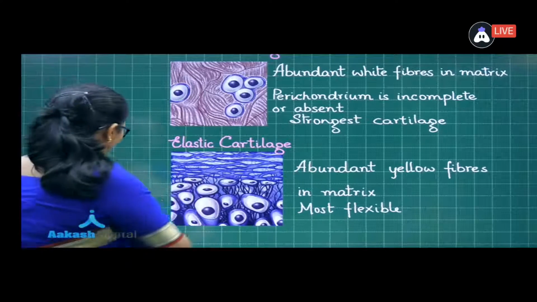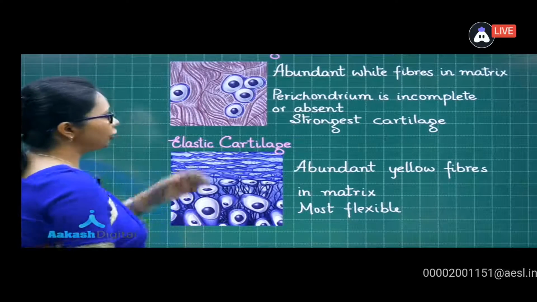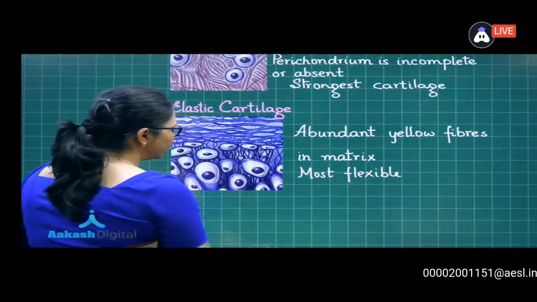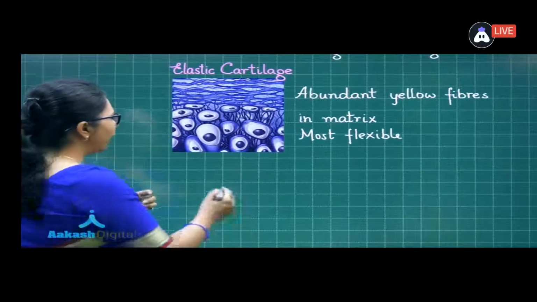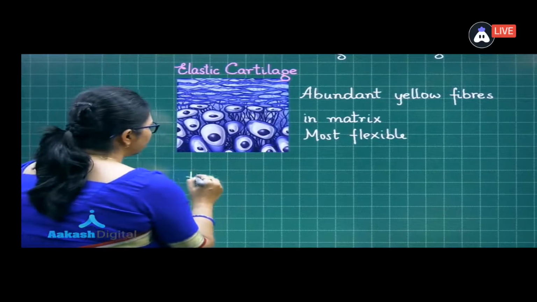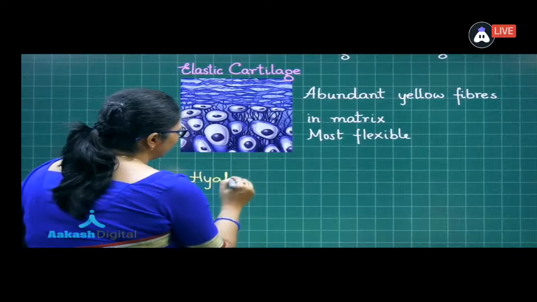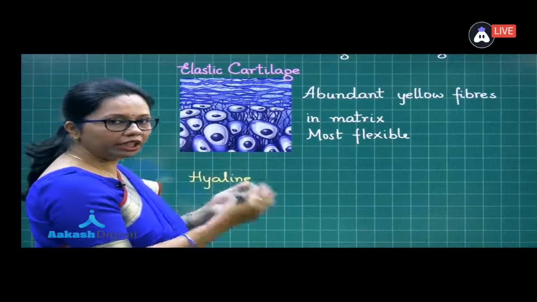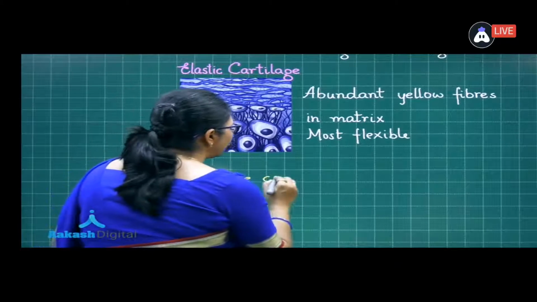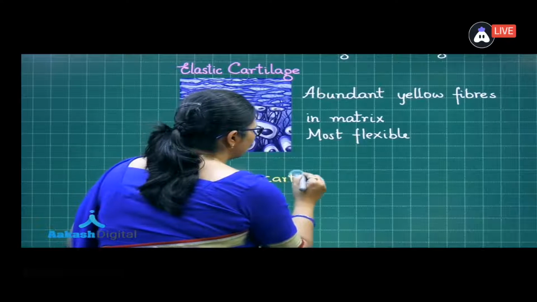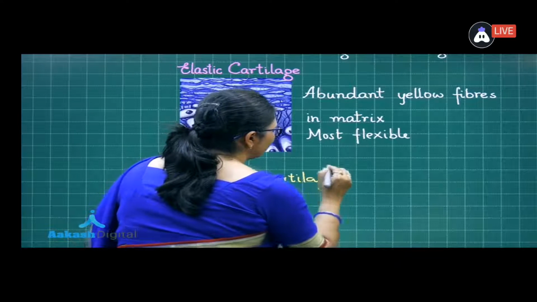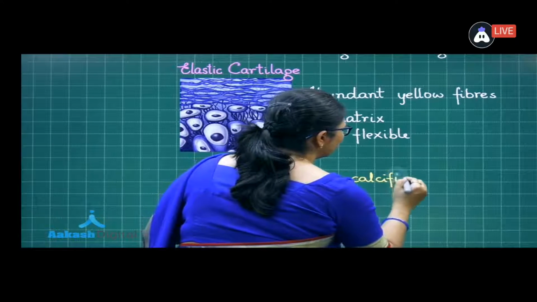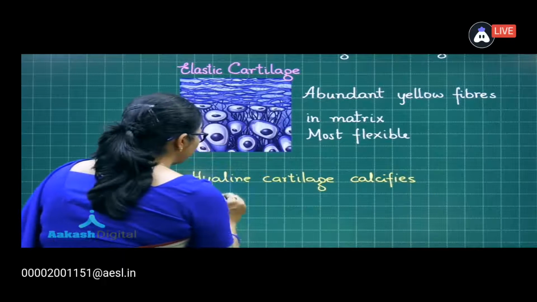Then hyaline cartilage, with age it gets calcified. Calcified means that in the matrix there will be calcium salts deposited. As a result, its flexibility will decrease, because inorganic minerals increase the strength but they decrease the flexibility. So hyaline cartilage calcifies with age.